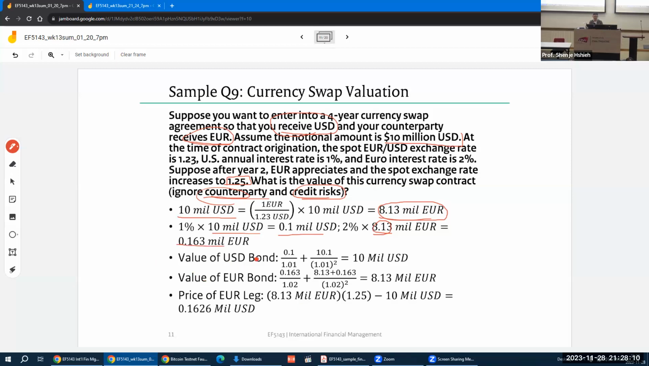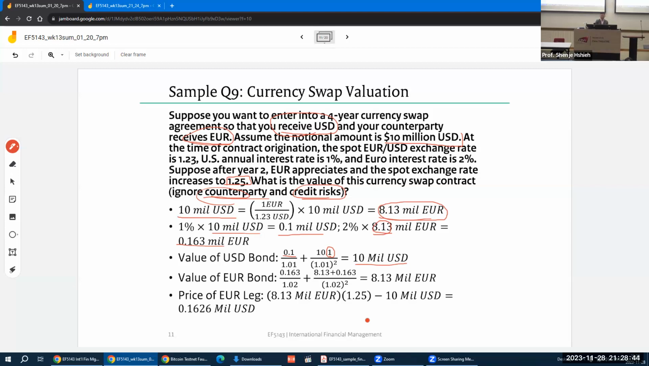The value of the USD bond and euro bond is just the DCF. You're discounting the cash flows plus the final par value plus interest, discounted by the interest rates. We're assuming that the yield curve is flat. So it's 1% for US, doesn't matter which time horizon, and 2% all the way, doesn't matter which horizon. So the value of the USD bond is just the discounted cash flow, 0.1, and then the notional amount plus 0.1, you still get 10 million.